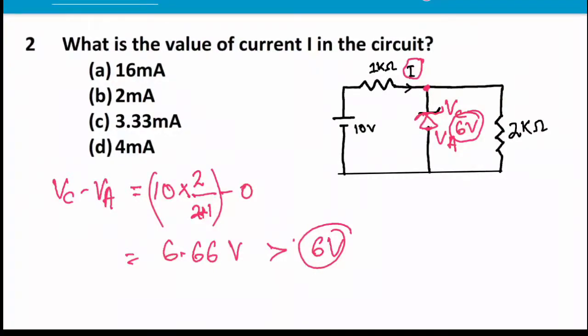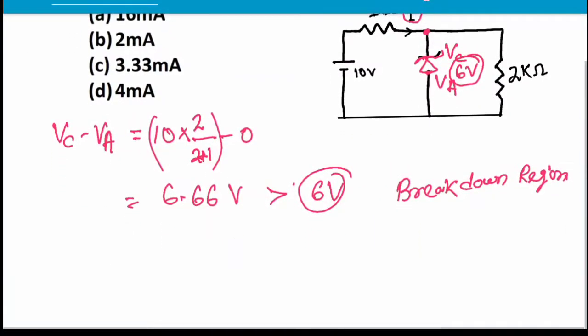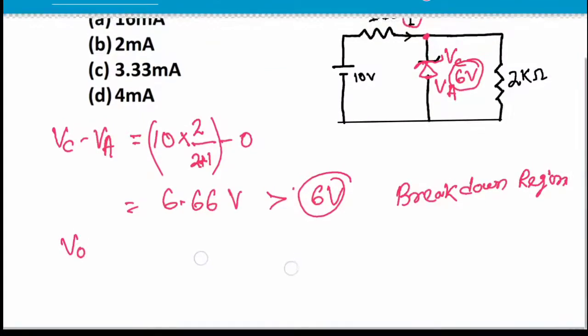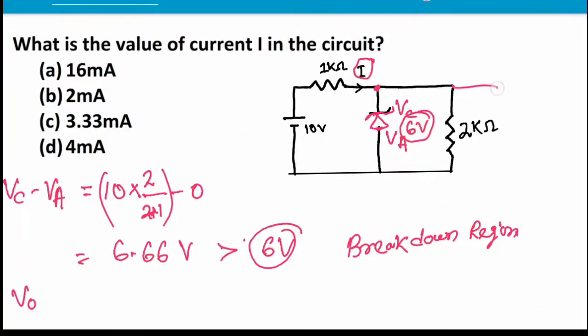So this will be in breakdown region. The diode will work in breakdown region, and that is why V output, the voltage across the 2 kilo ohm, will always be 6 volt, because the Zener diode is used for constant voltage circuits, voltage regulator, 6 volt.